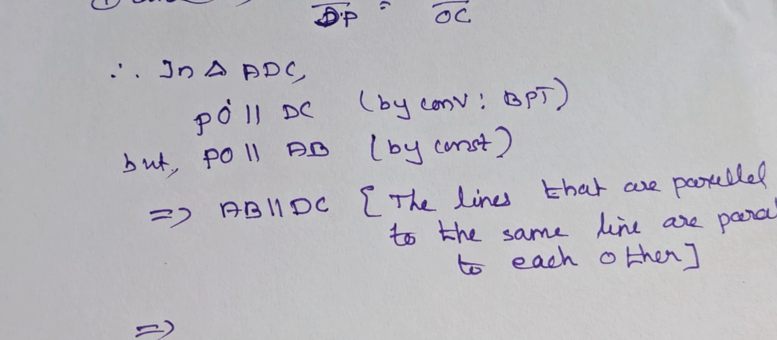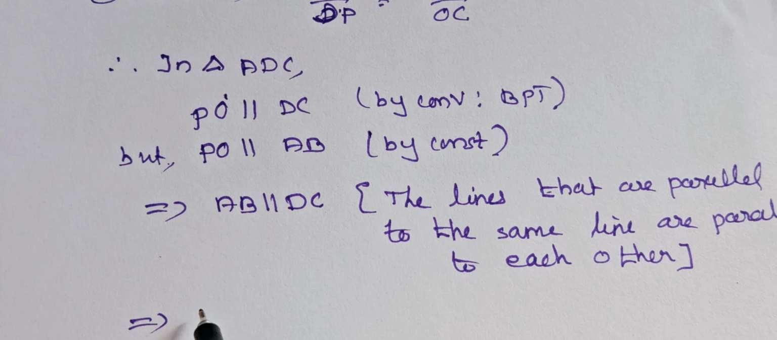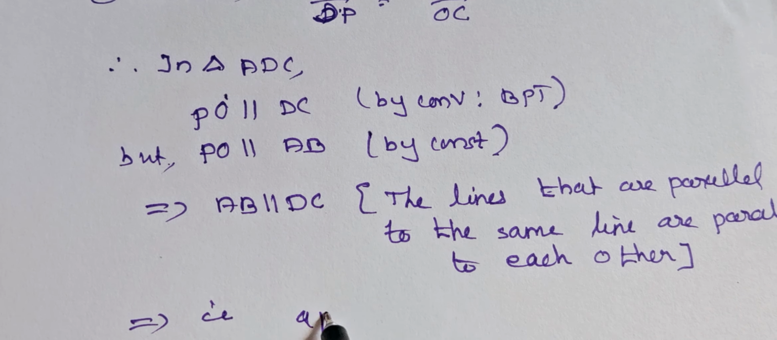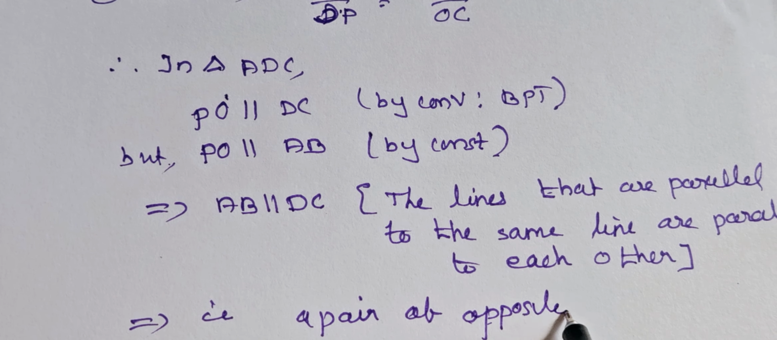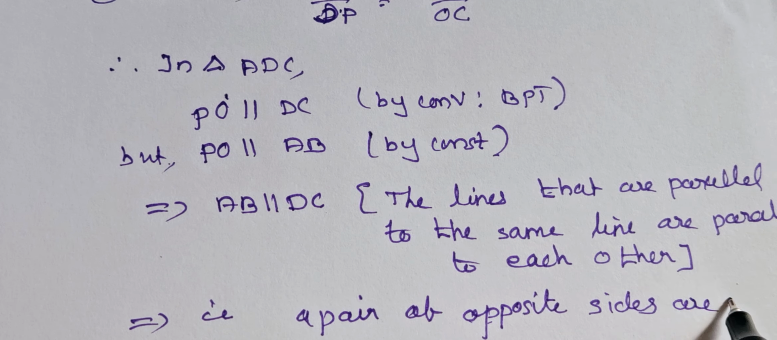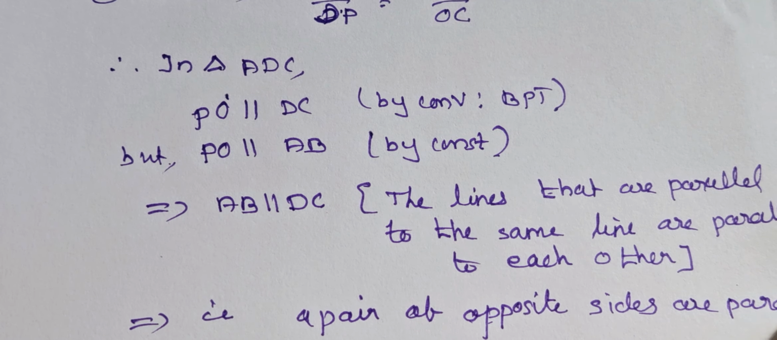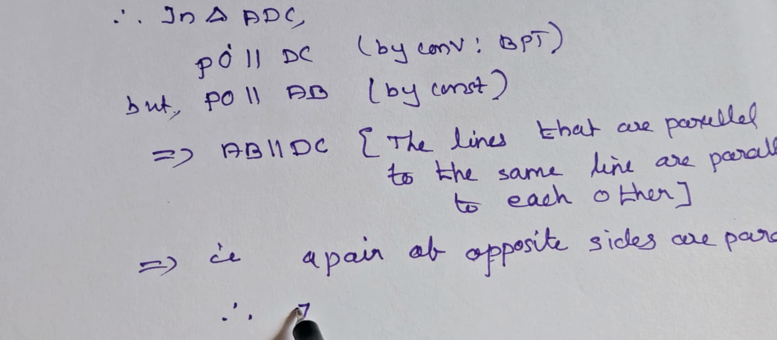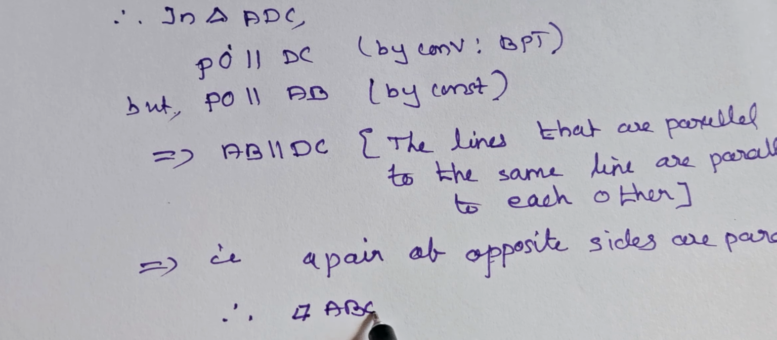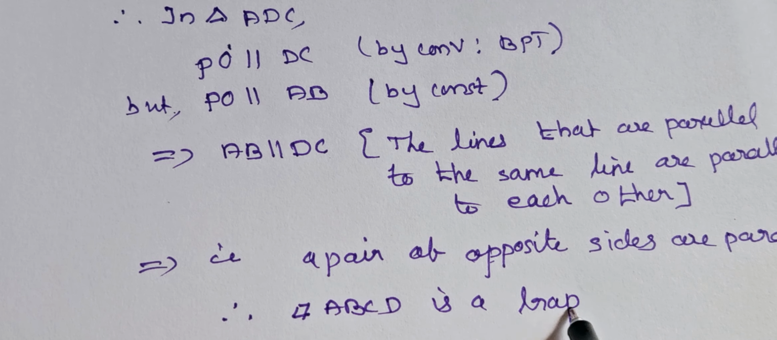That is, a pair of opposite sides are parallel, isn't it? That is, a pair of opposite sides are parallel. Therefore, quadrilateral ABCD is a trapezium. Okay, quadrilateral ABCD is a trapezium, and that's the proof.